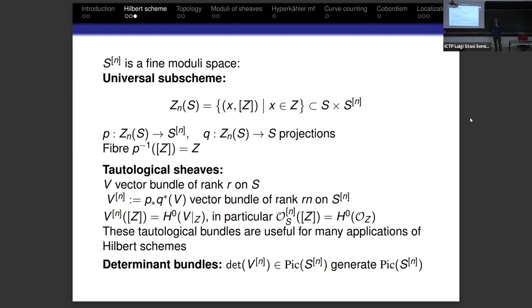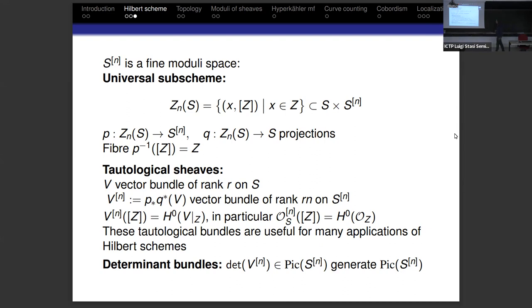Practically, that means we take H0. The fiber of this tautological sheaf over the point corresponding to the subscheme is just H0 of the bundle restricted to the subscheme. And so in particular in this case, for the trivial bundle, it is just the same as taking the structure sheaf of the subscheme viewed as a vector space.